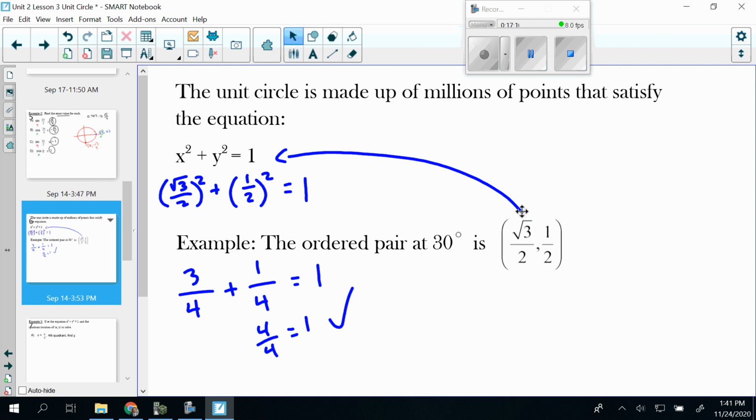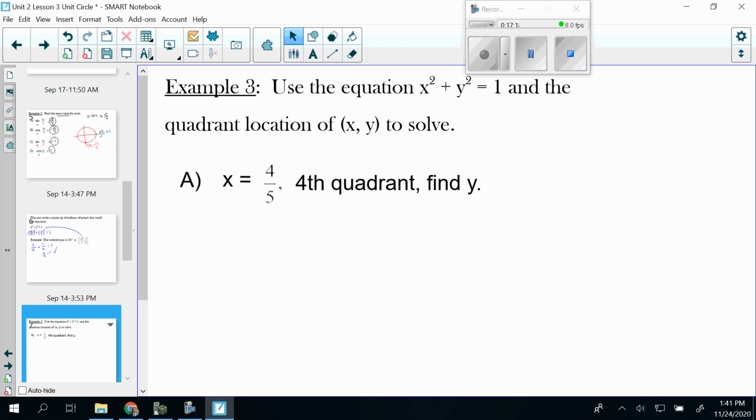So any point on a unit circle should satisfy that. So if you get problems like this that say use the equation of the unit circle to find the other coordinate of this point, we should be able to do it. They're saying the x coordinate is 4/5, and this is a point in the fourth quadrant. What's the y value? So we know this ordered pair is 4/5, something. What's that something? What's the y value?